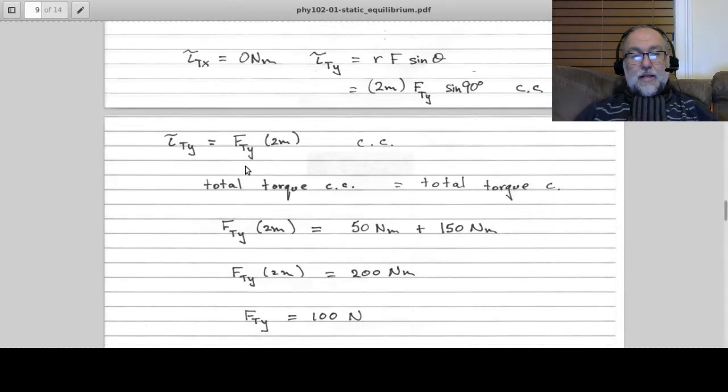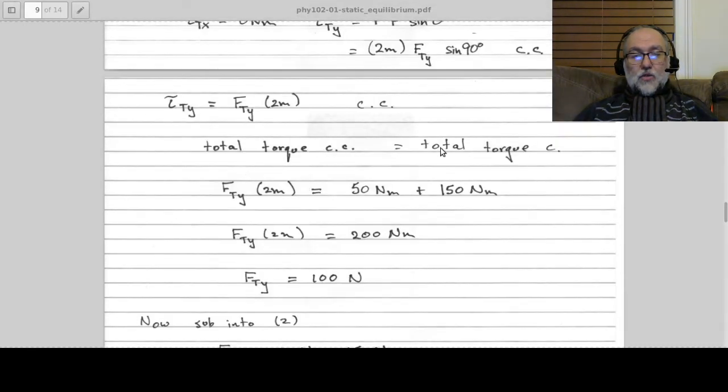Okay, so now we're going to balance the counterclockwise torques with the clockwise torques. The counterclockwise torque was just this torque right here, so we just wrote that in there, FTY times 2 meters. And the clockwise torques, there were the two, 50 Newton meters and 150 Newton meters. We add those two together, of course, that's a total of 200 Newton meters clockwise, which has to balance this counterclockwise. And dividing through by the 2 meters, notice the meters cancel out and give you just newtons. That tells you that FTY is 100 newtons.